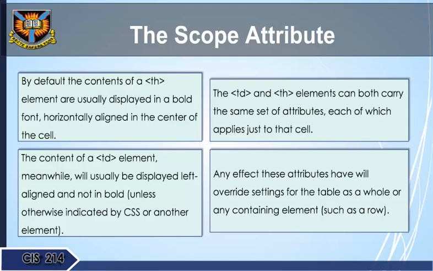The TD and TH elements can both carry the same set of attributes, each of which applies just to that cell. Any effect these attributes have will override settings for the table as a whole or any containing element such as row.